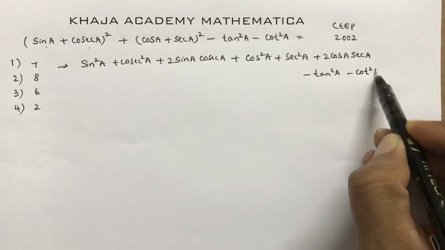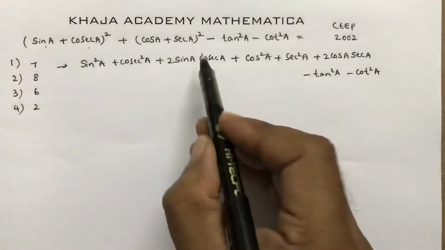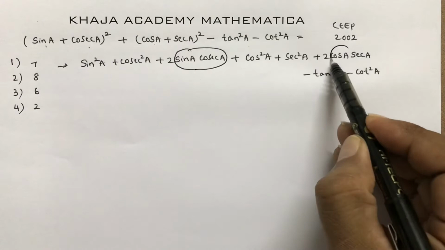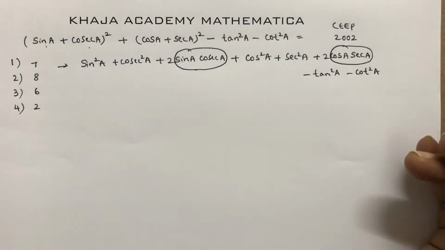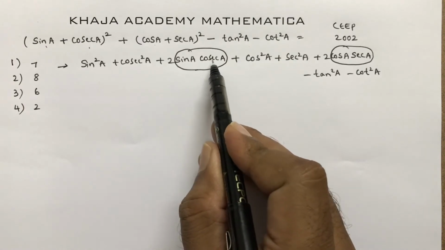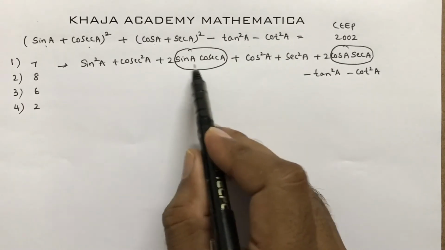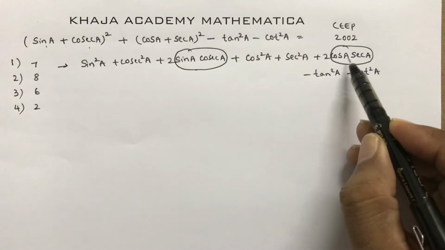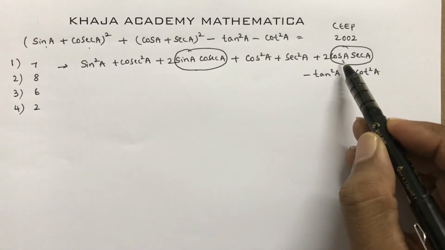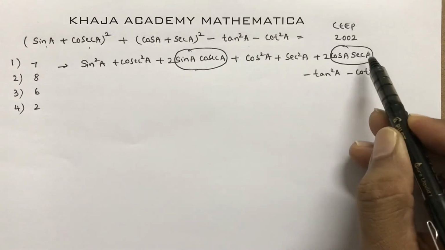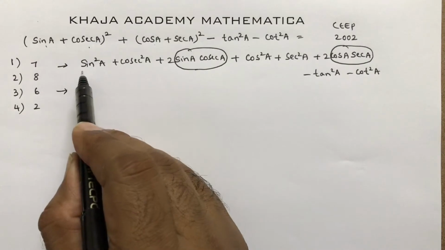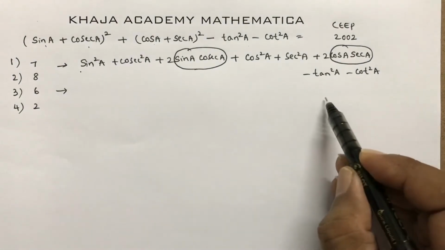Now see here, sine into cosec is 1, and cos into sec is 1, because they are reciprocal. Sine is opposite by hypotenuse, cosec is hypotenuse by opposite, so this value is 1. Cos into sec is also 1 because cos and sec are reciprocal: cos ratio is adjacent by hypotenuse, sec is hypotenuse by adjacent. And here, you'll see the three identities of trigonometry which we are going to use.